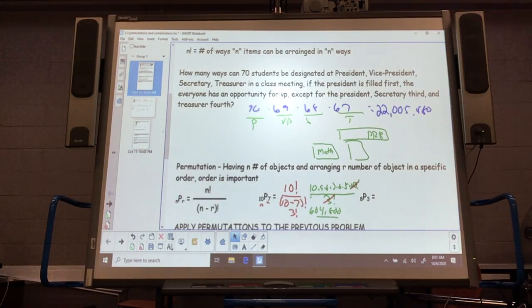Some of your calculators will have little boxes for you to fill in. If you don't have little boxes to fill in, what you're going to have to do first, go ahead and hit the clear button. Type in 10, then go to your math button. Go to your PRB button. Go down to NPR, which is option 2. Hit that. So you got 10 NPR, and then type in 7 and hit enter. And it does the calculations for you.